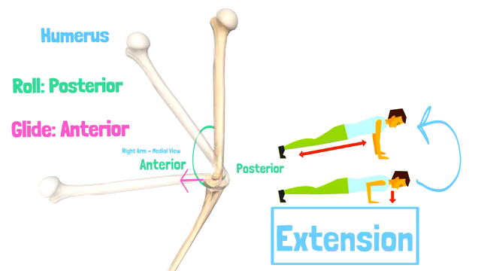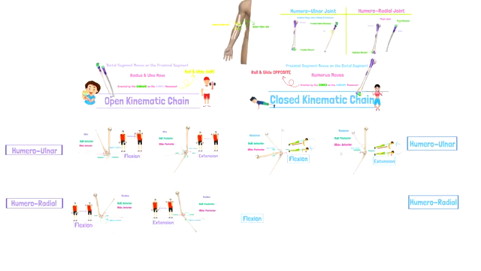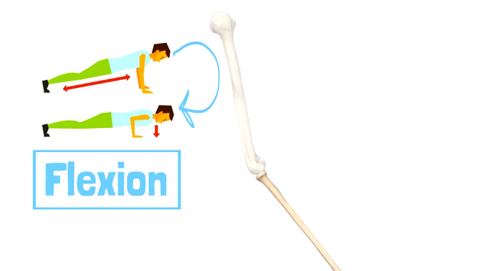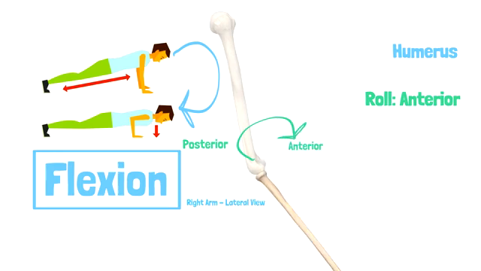Now, let's examine humeroradial arthrokinematics. Since we observe a convex capitulum move on a concave radial head, the roll and the glide will occur in opposite directions. Let's examine flexion first. With flexion, observe the humerus roll anterior and glide posterior.